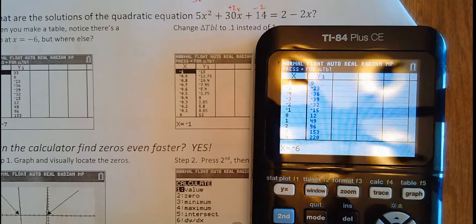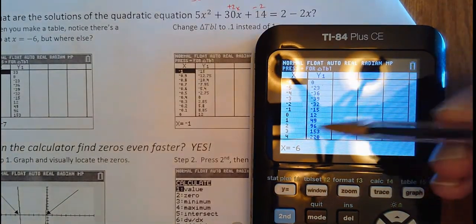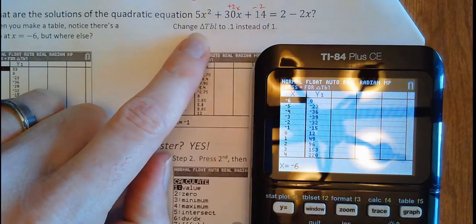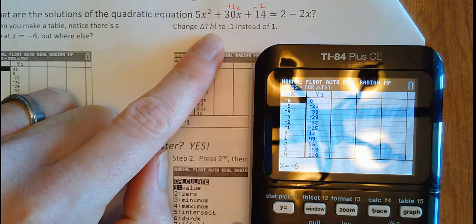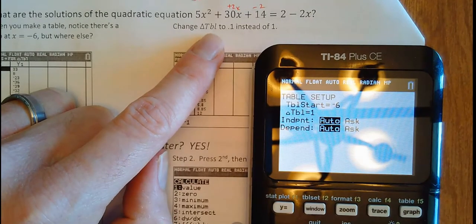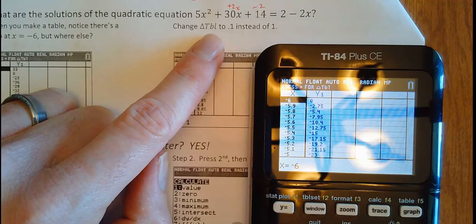So what I'm going to do now is, I can't see it because these are too far apart. The x's are too far apart. So it says here, change the delta table. The triangle means delta. It's just a word for change. So go to second table setup, change that to 0.1. So now instead of going up by 1, it's going to go up by 1/10. So table.